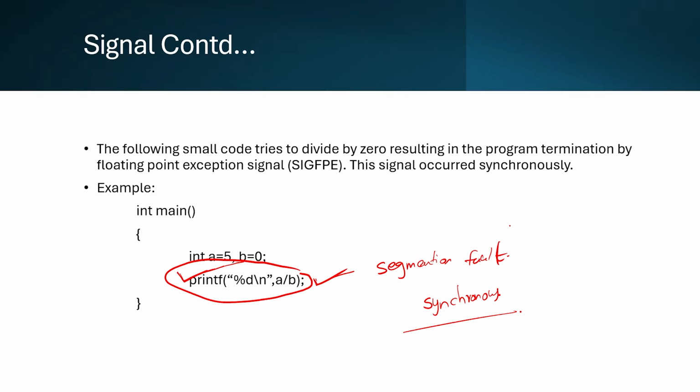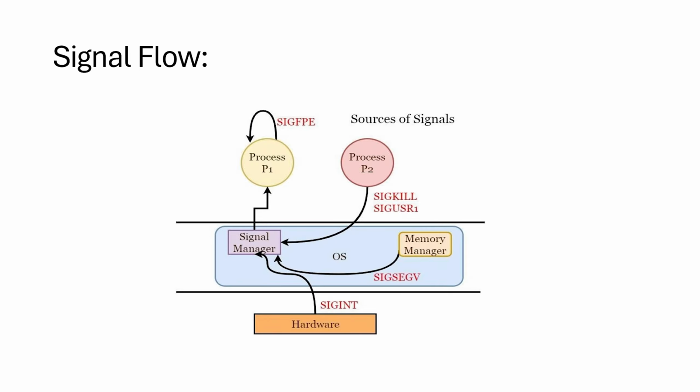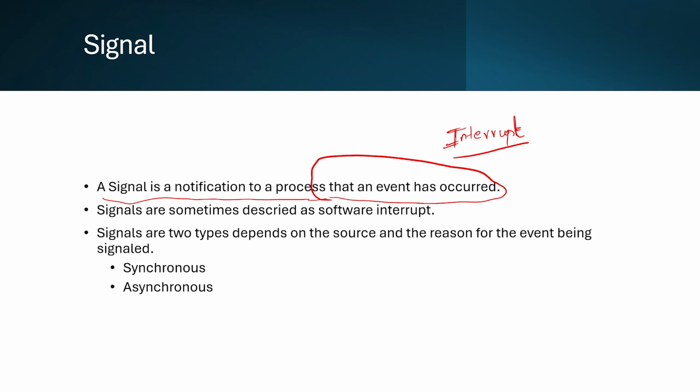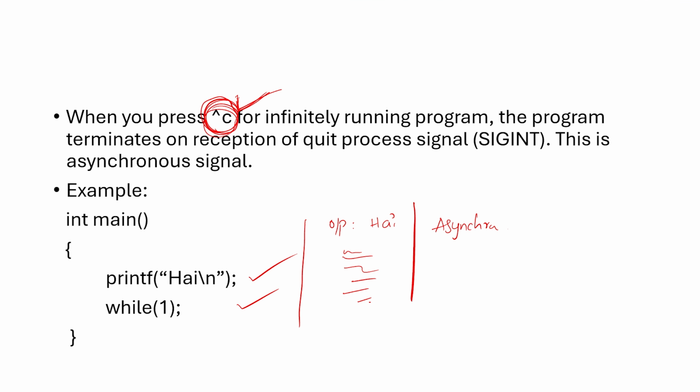But previously in that example, we know that whenever the compiler executes this printf statement, at that time the segmentation fault will come. So we know, and that's why that is synchronous and this is asynchronous. Next, signal flow. Okay, I think this is clear about what a signal is. There are two types. We already discussed these things in the previous class. I am just revising this.